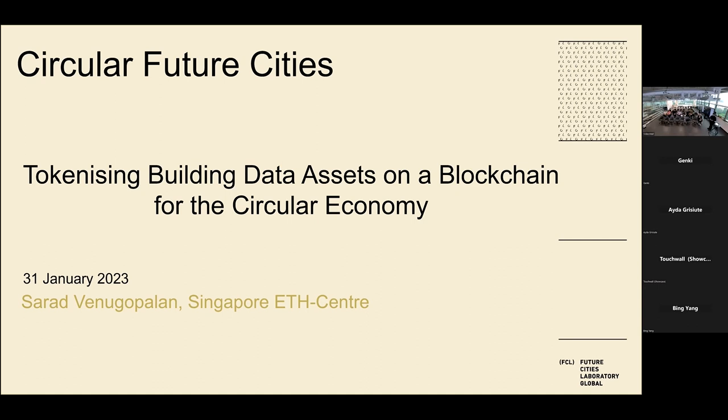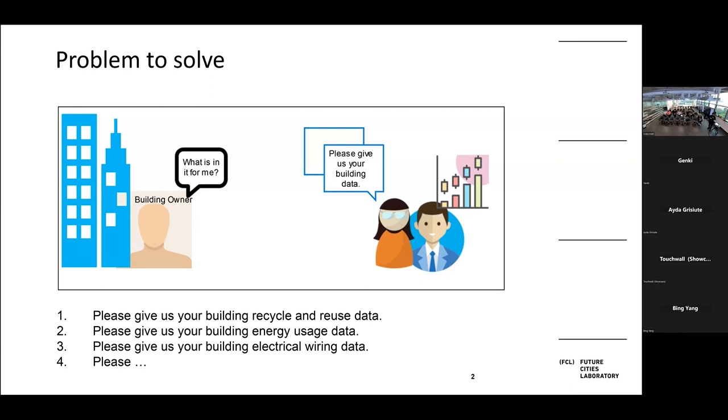So the problem to solve: look here, we have the building and its owner on the left-hand side. Then you have a couple of people who are interested in building data, and they ask the building owner for it. The first time you ask, the owner may be altruistic and decide to give the information. The second time, the owner might be your friend and still give you some more information. But this process is neither scalable nor sustainable.